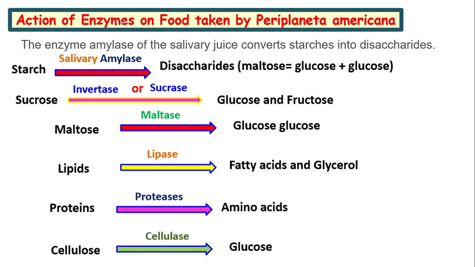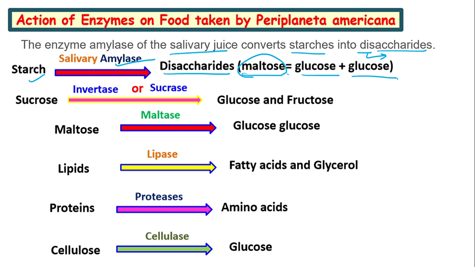Now, what are the actions of enzymes? The enzyme amylase, which we have already studied in the salivary juice, is going to convert starch into a disaccharide. Di means two, saccharide means sugar. So starch is broken down into a disaccharide by using salivary amylase. Now, what is that disaccharide? It's nothing but maltose.